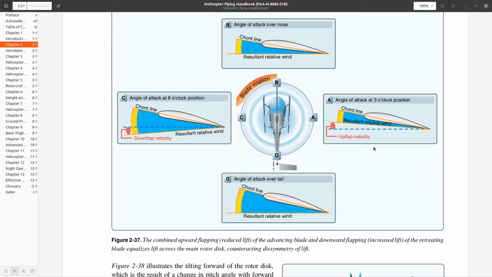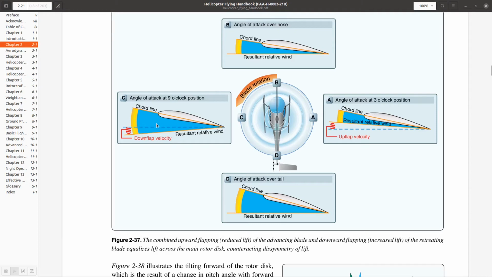Well, there's a couple of things we do. The helicopter blades are allowed to flap. There's a flapping hinge in most blades, and that's going to go up. So here at point A, we have the up flap velocity, and that is going to reduce our angle of attack. Our relative wind comes at less of an angle, which means less lift.